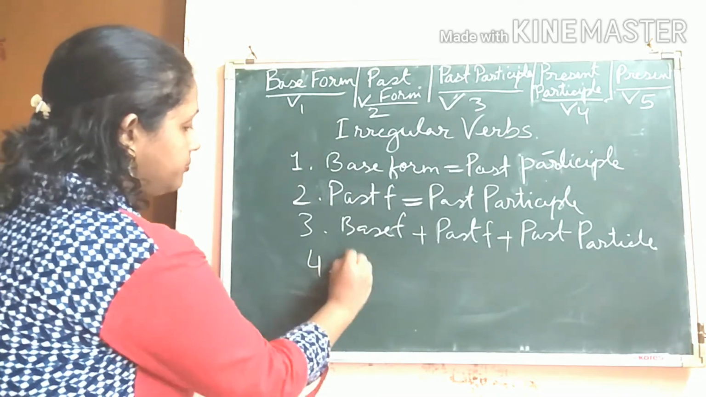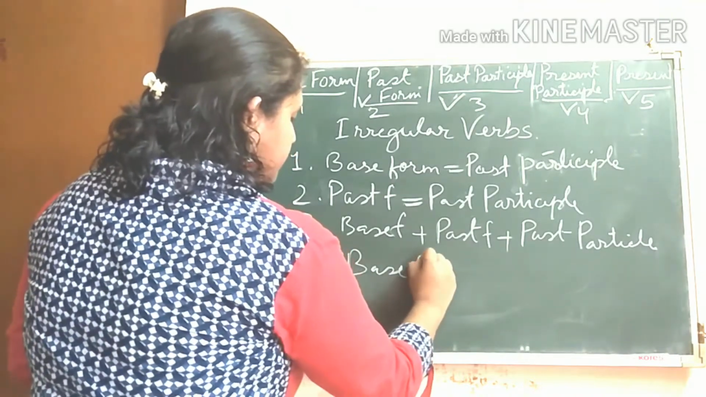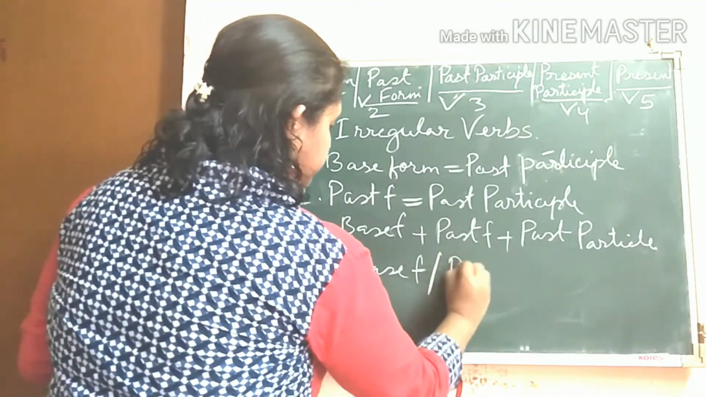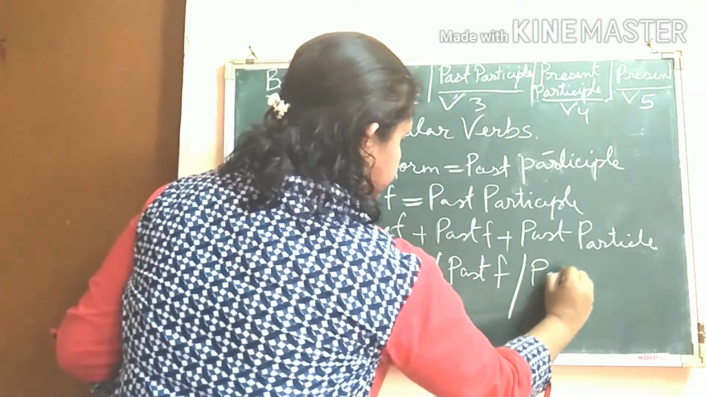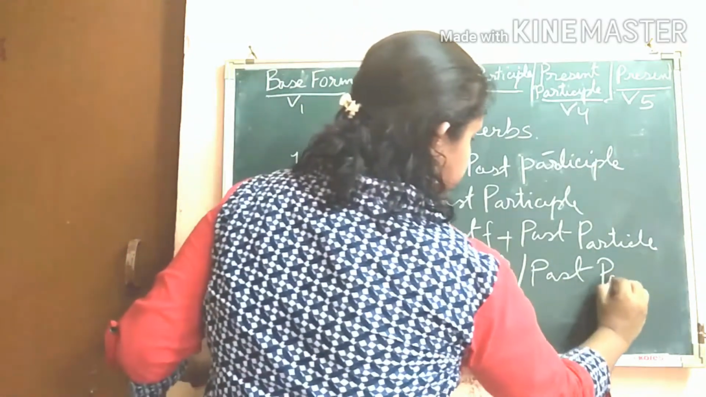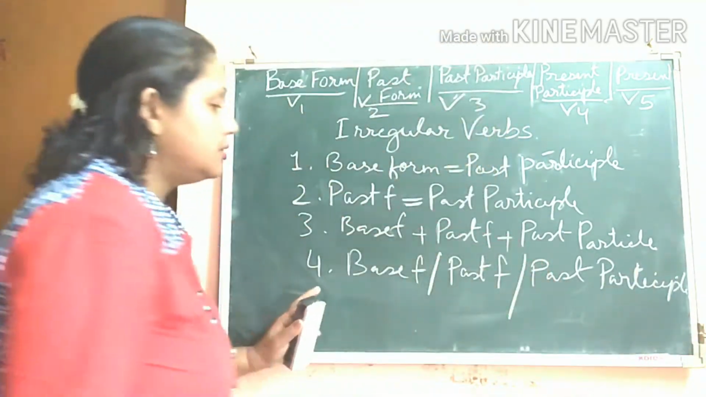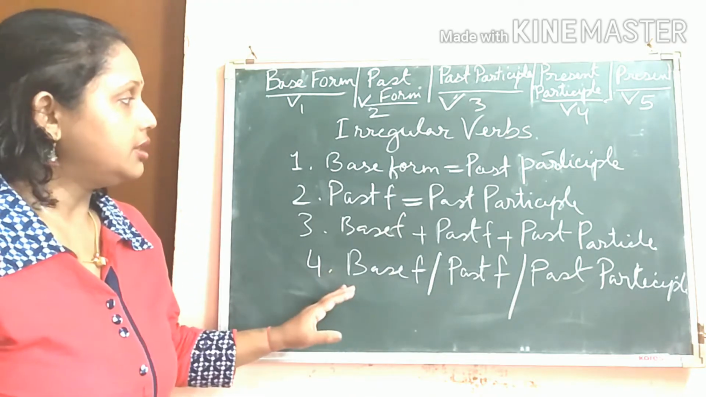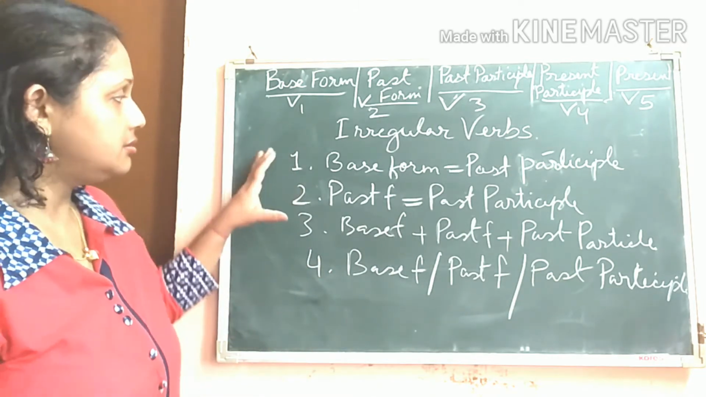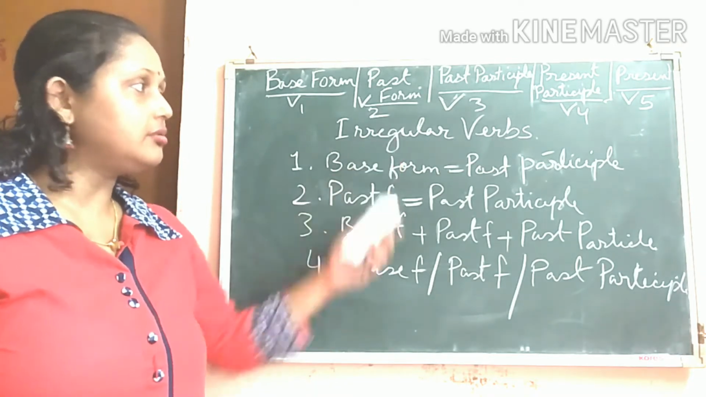And number 4, base form, past form, past participle, all these 3 are different, they are separate. Okay, now with example we will learn these 4 different categories of irregular verbs.